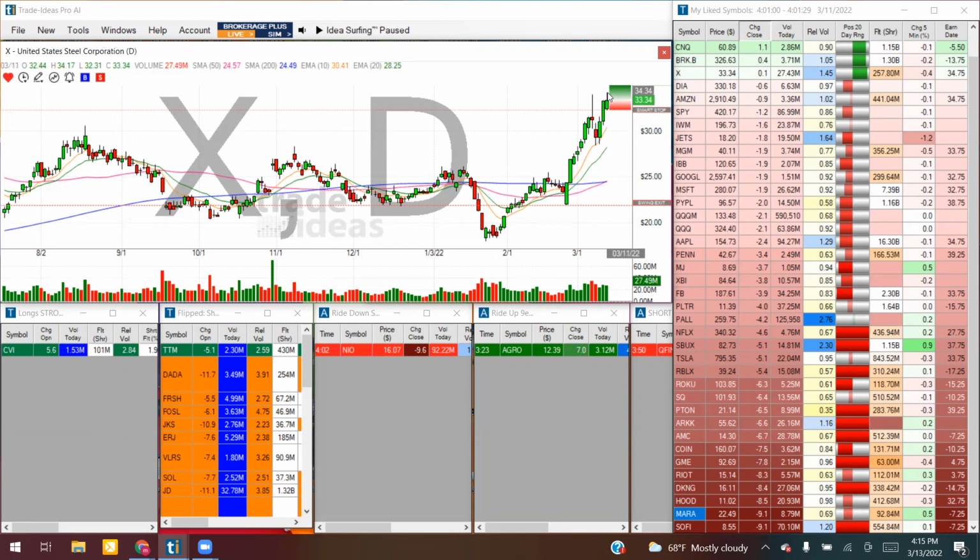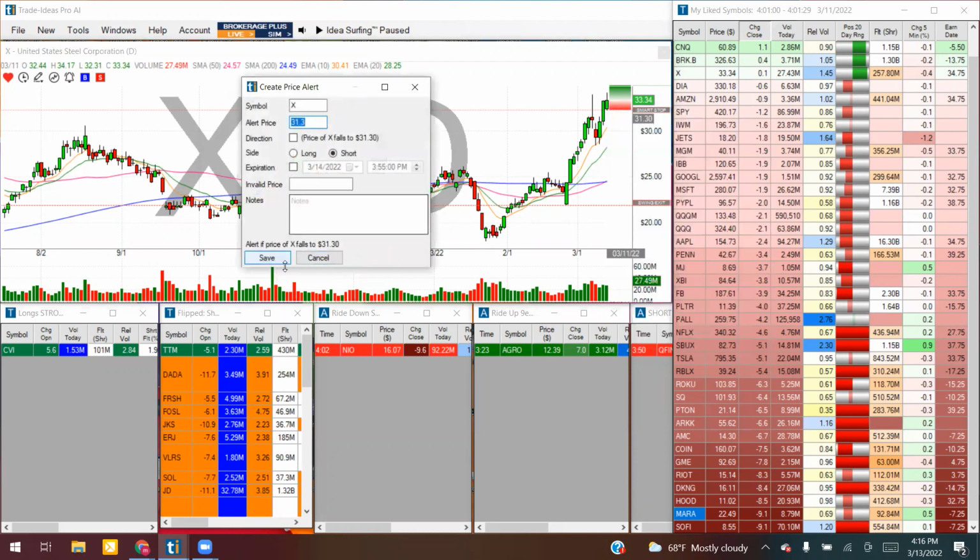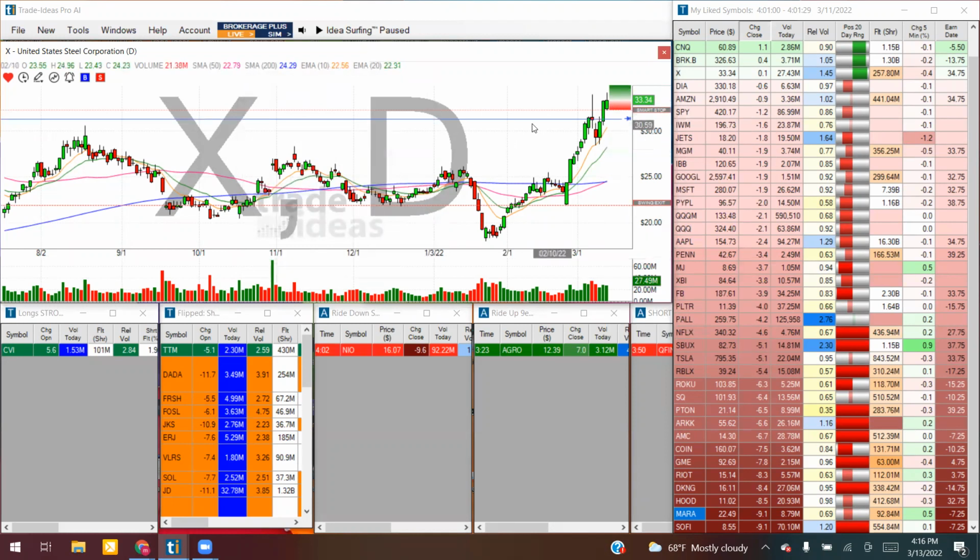So for me, I wouldn't want to chase right now and enter it at a break of the high of the day from Friday. I would set a price alert for a pullback. My trade idea software lets me set a price alert so that if it pulls back now, I will be alerted on that pullback. So I'll put that pullback around that area. And by then, if it pulls back, the 10 EMA could be catching up to it.